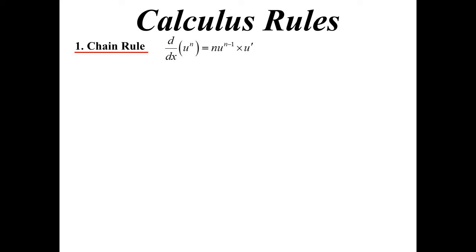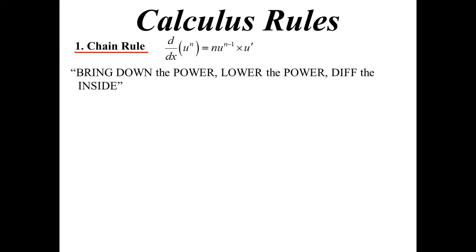So we bring down that power of n, we lower it to n minus 1. But what we must also do is multiply it by the derivative of whatever that function is. Okay, that's a kind of complicated way of remembering it, and that's why I don't use that. This is how I remember it.